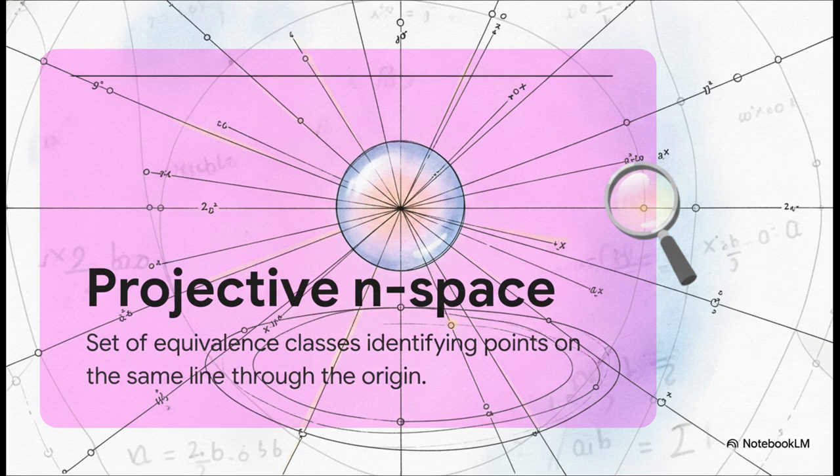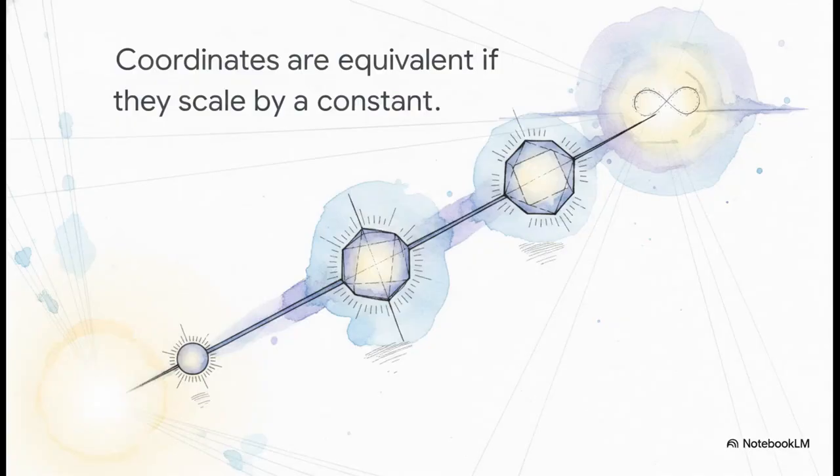Suddenly, we are no longer looking at fixed, isolated coordinate dots. Projective n-space is a set of equivalence classes. We're identifying points that lie on the exact same line passing through the origin. So instead of looking at individual dots, we're now looking at entire lines of sight emanating outward from a central origin point.